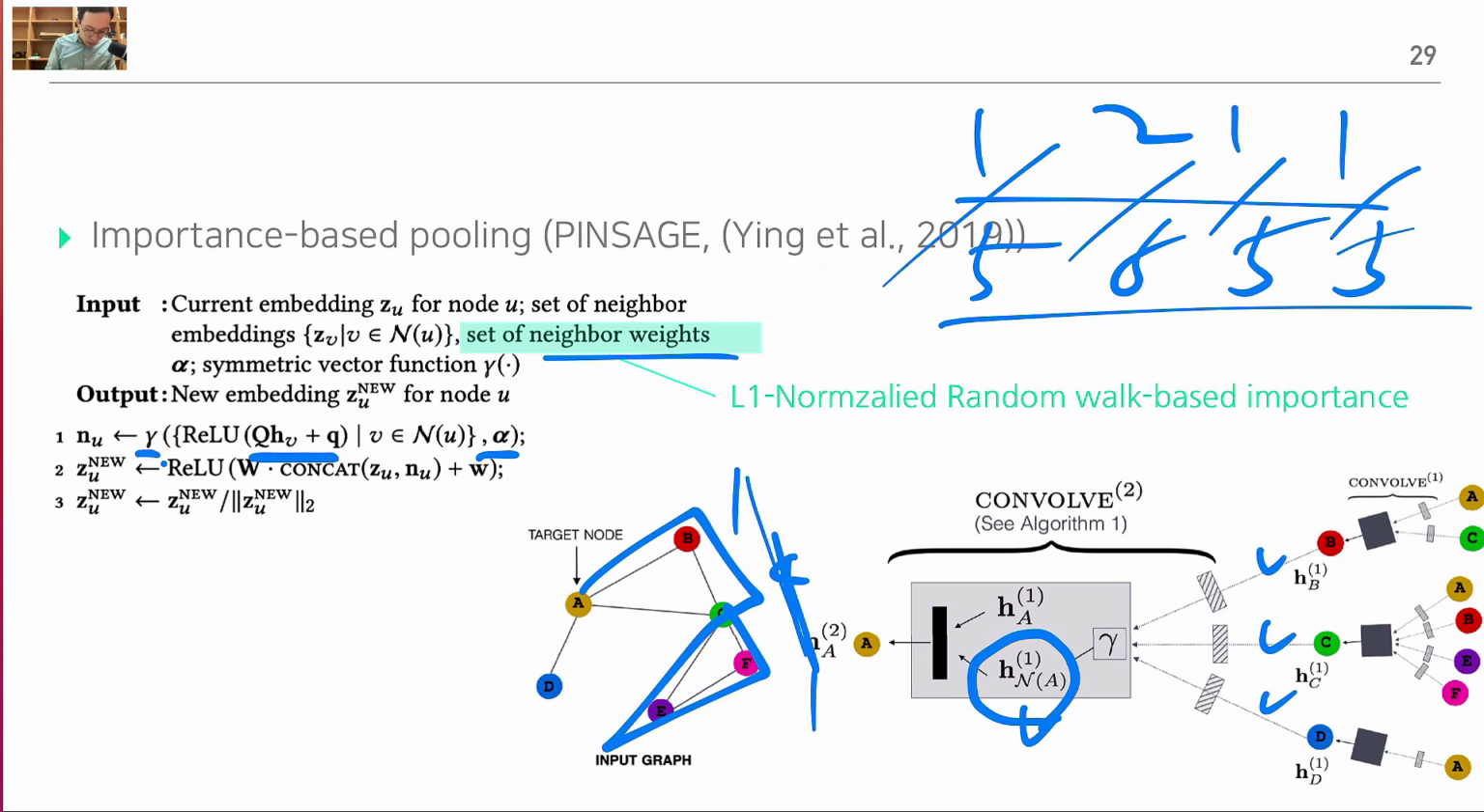So this is the neural network, and now we have the neighboring representation. This one is combined with its own representation in concat, and decides the new representation of the node. So this is the importance-based pooling.